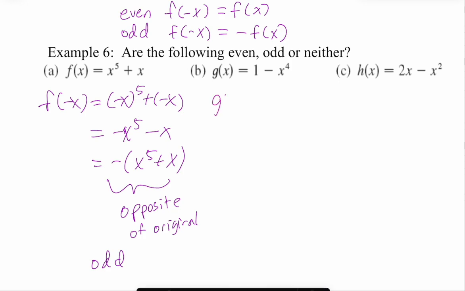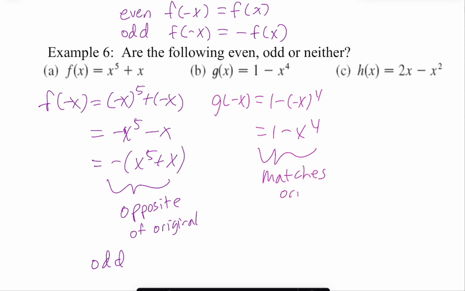So g of x goes right back to the way it starts. So it matches the original. So it's even. So if we were to put that into Desmos, it kind of looks like a parabola. It's pointing down and lifted up 1. It's perfectly symmetric about the y-axis. Okay.